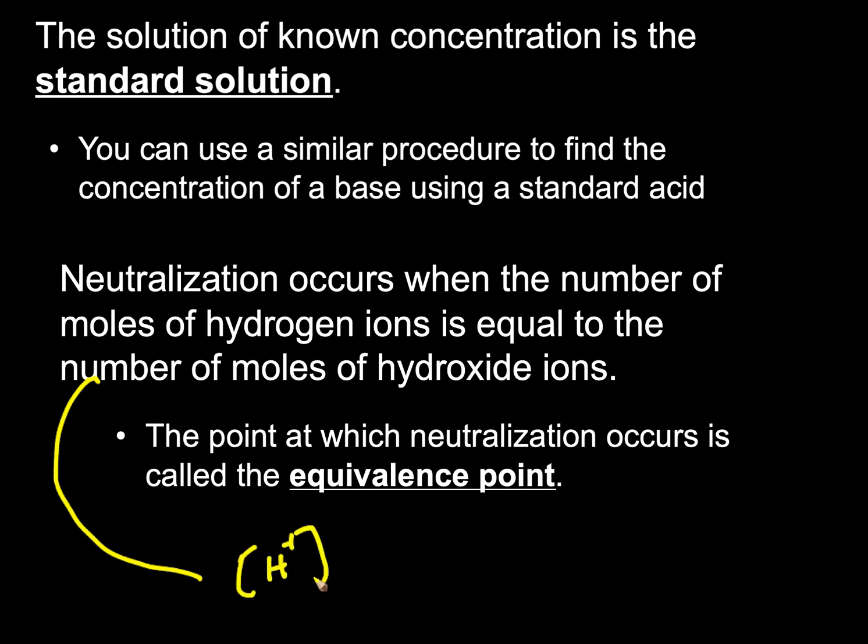So H plus is equal to OH minus. Remember, these are the number of moles. We could also have H3O plus here instead of the H plus. Okay, and the point at which neutralization occurs is called the equivalence point.